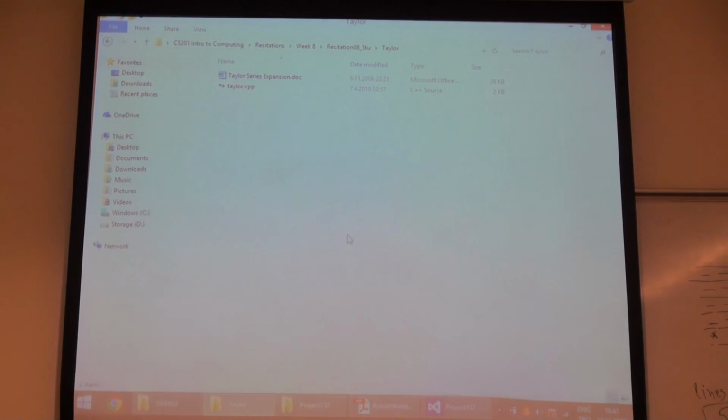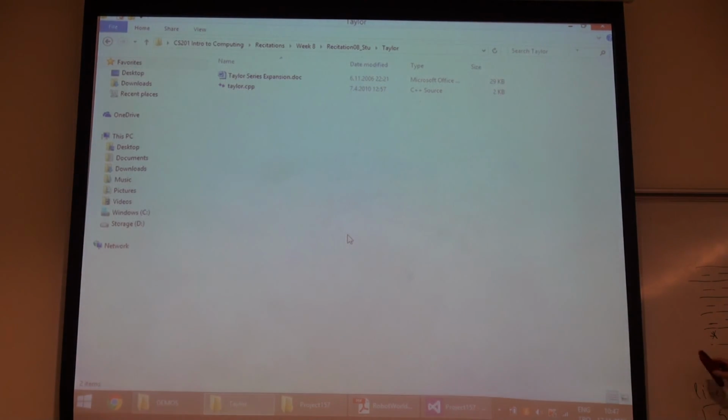If you are good at calculus, you probably know what Taylor series is about. Do you have a clue? Do you know what Taylor series are about? Yes or no? You know it? So, can you explain it? Exactly. This is it.